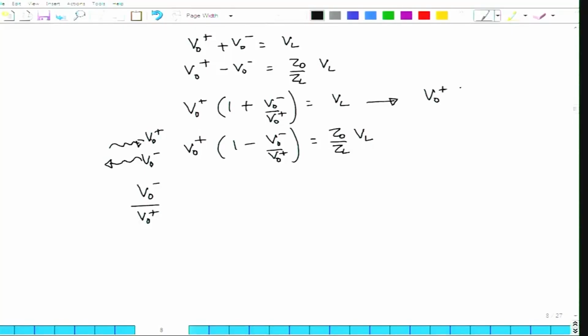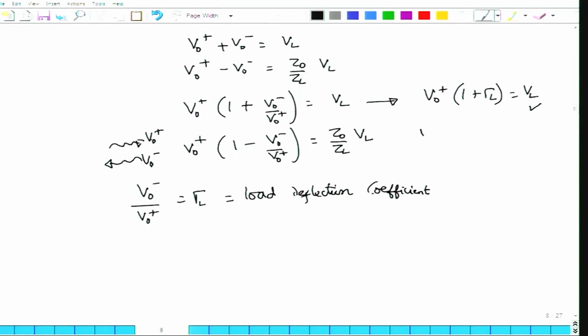So, this equation can be simplified to write V0 plus times 1 plus gamma L is equal to VL, where gamma L is the load reflection coefficient. This ratio of the reflected amplitude to the incident amplitude is called the load reflection coefficient, the reflection coefficient at the load point, denoted by gamma L, and that is what I have used in this expression. I can simplify the second equation by writing it as V0 plus times 1 minus gamma L, which would be equal to Z0 by ZL into VL.